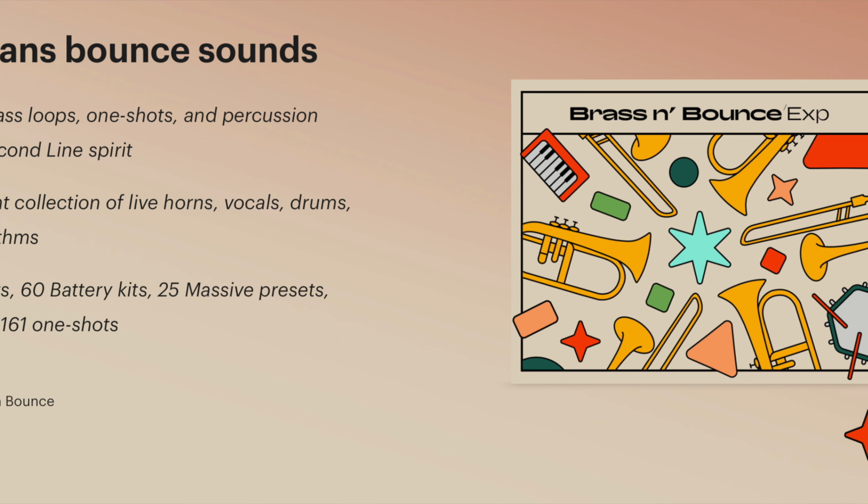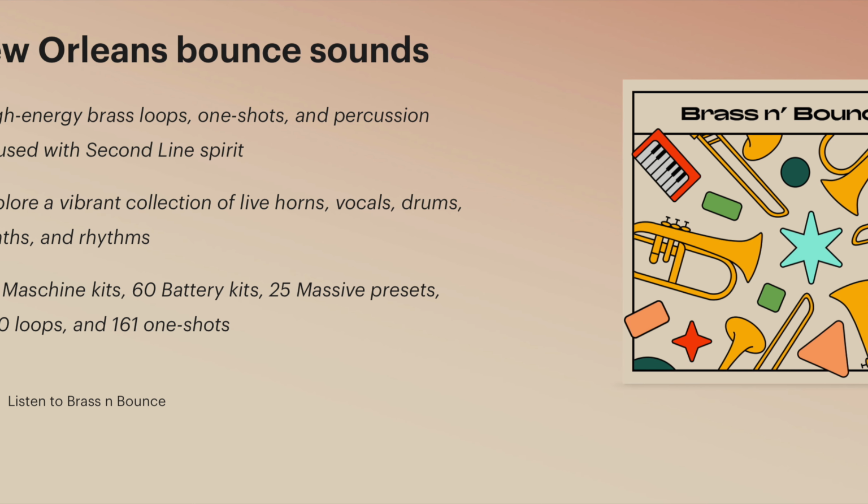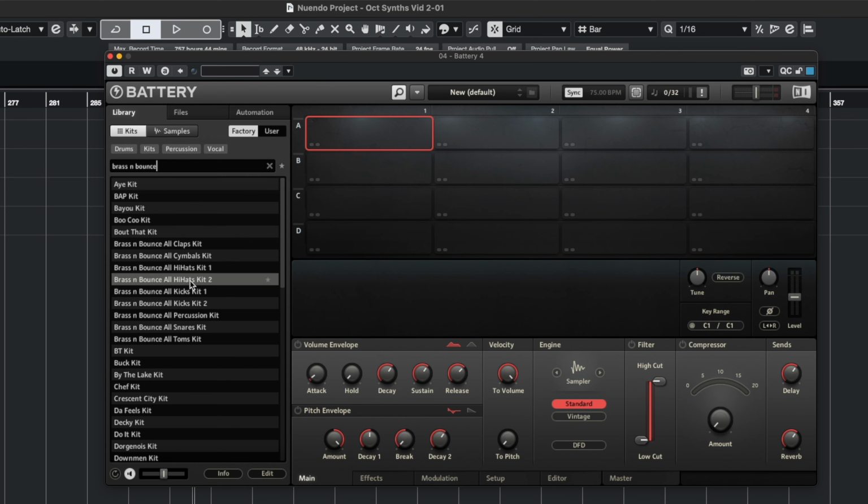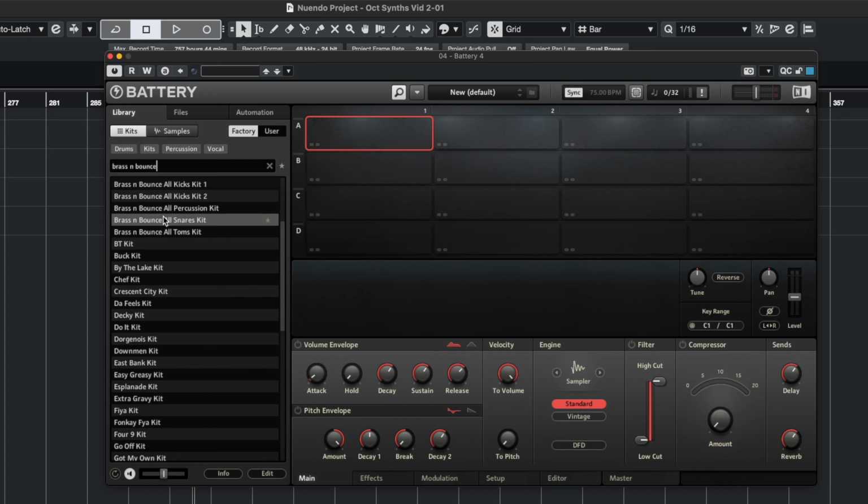Anyways, let's come back to this one and let's go and start putting something in, but we're gonna use Battery. Let's look at the new expansion called Brass and Bounce. All I do in Battery is type in Brass and Bounce, and now I'm just seeing these new kits that came with this library. So why am I not using Maschine right now? Because I'm waiting for the Maschine update, and I know it's coming soon. And once that happens, I promise I will start digging right back into Maschine. So any of my Maschine followers, it's coming, I promise.